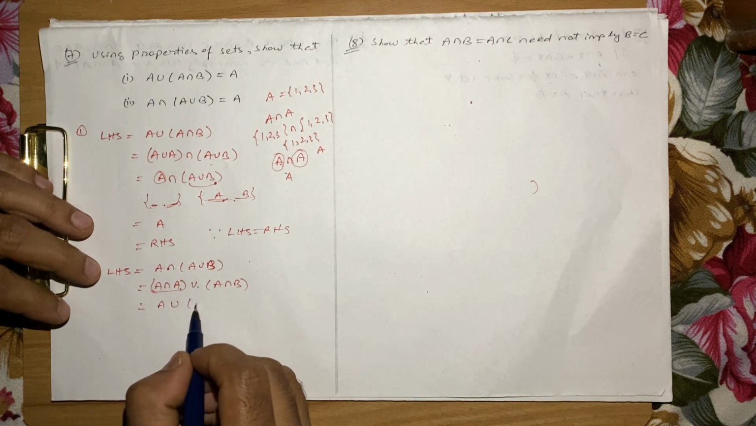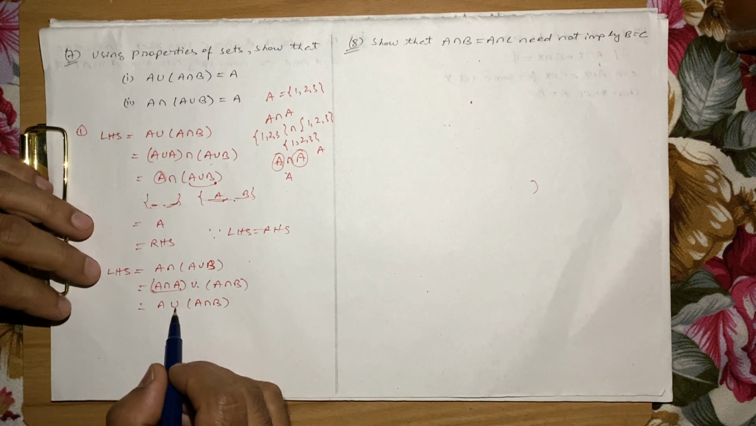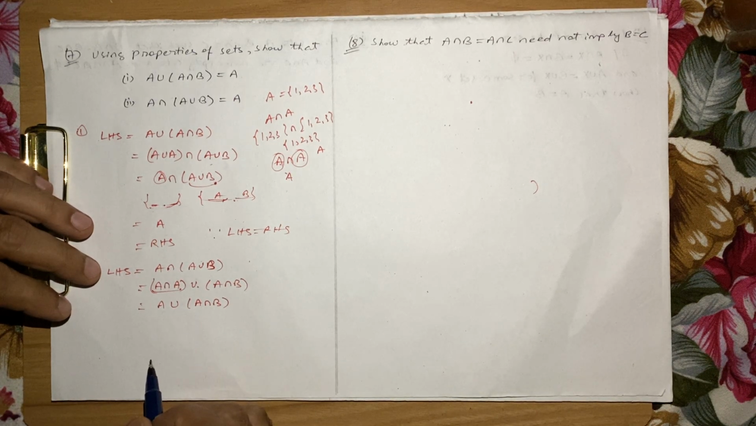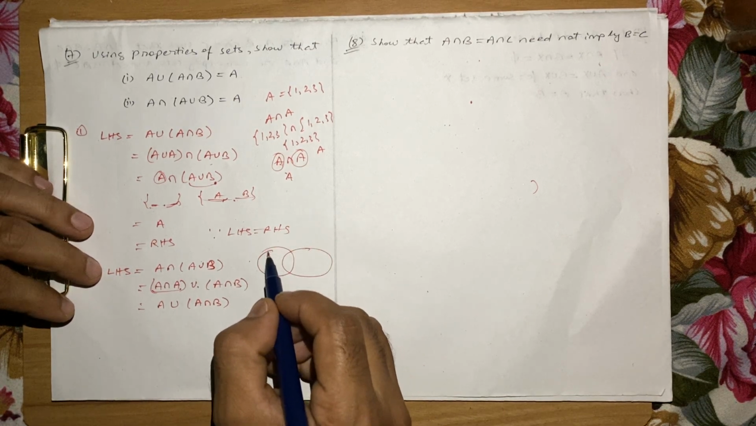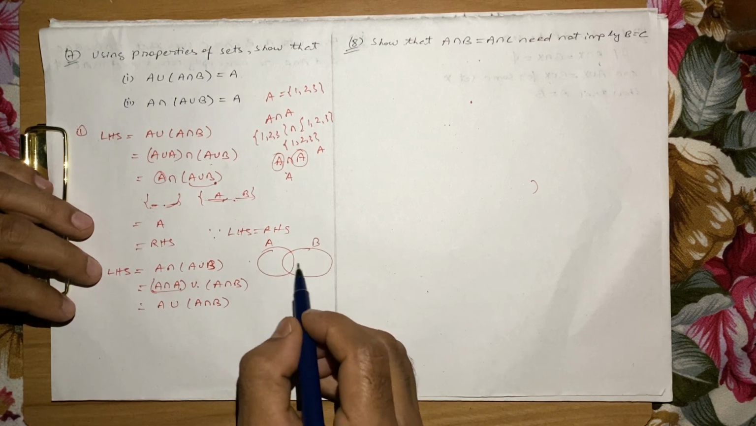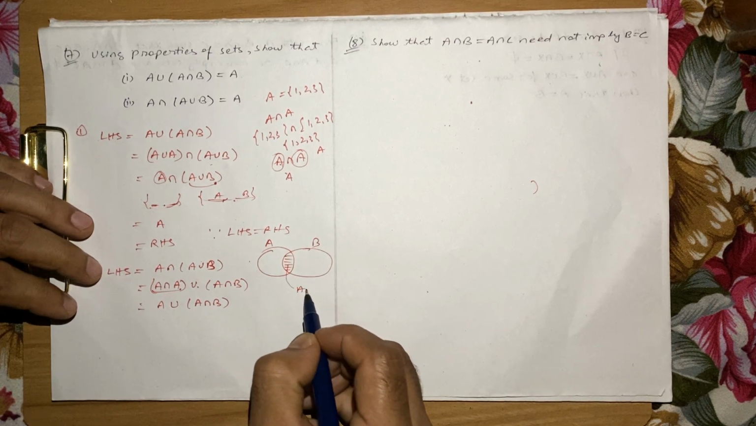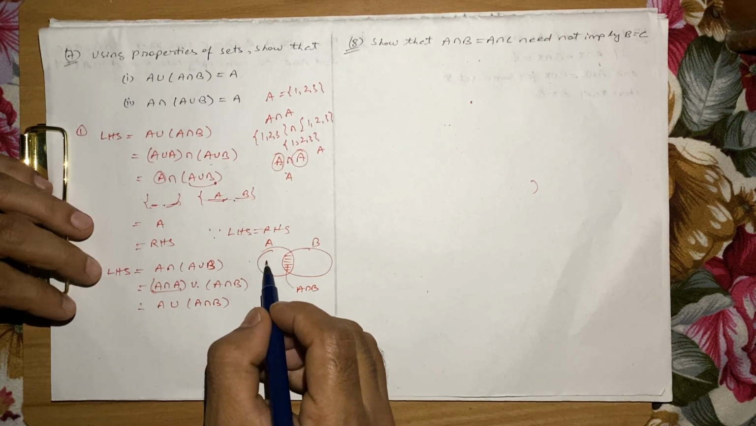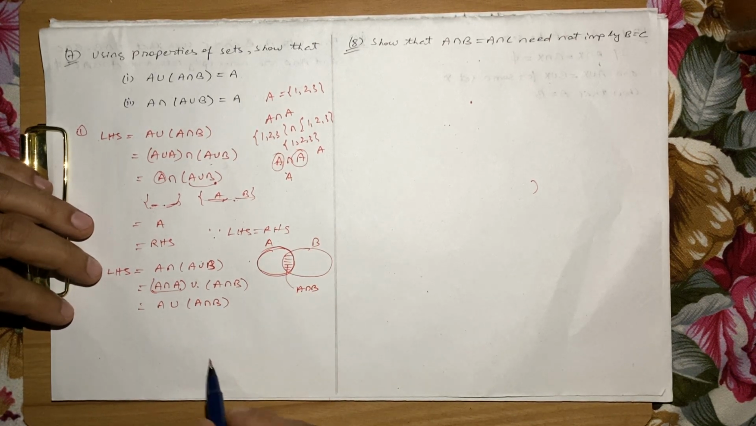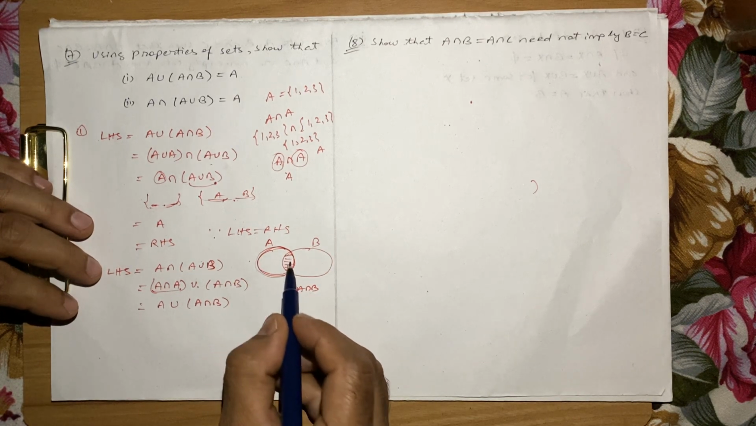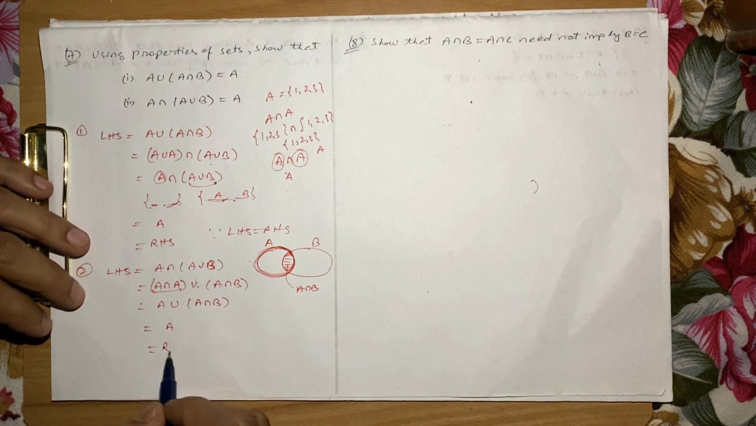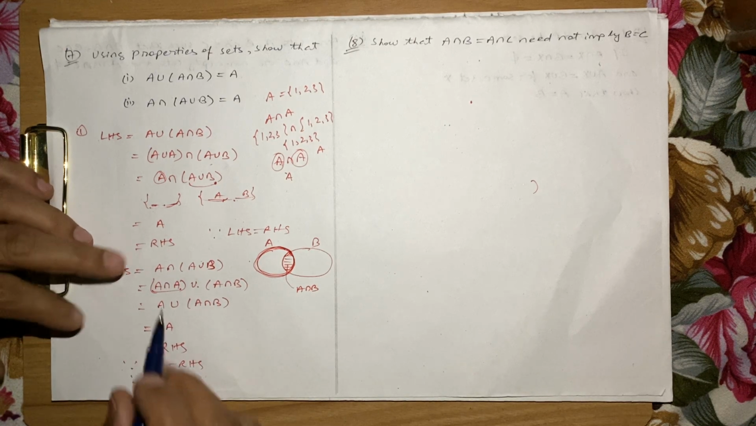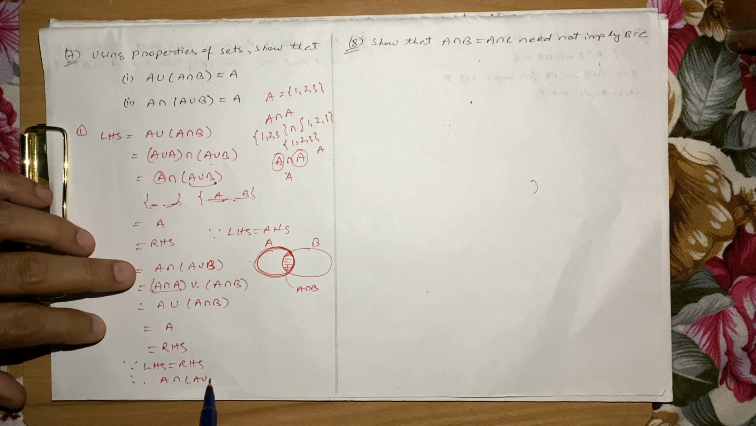Now A union A intersection B. If you look at the Venn diagram, this is A, this is B, and this part is A intersection B, right? And this whole thing is A. So when you unite A and this region, this will give you A itself. So this is equal to the right hand side. Since LHS equals RHS, therefore A union A intersection B is equal to A.